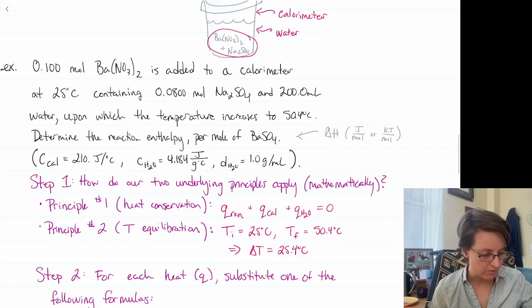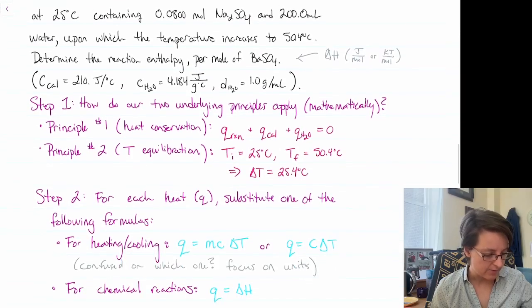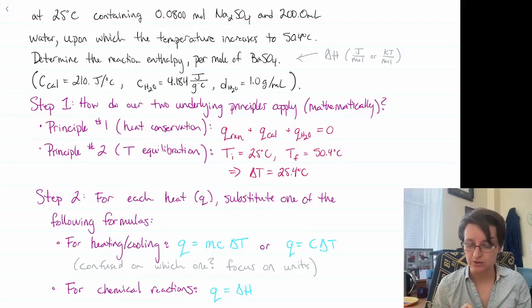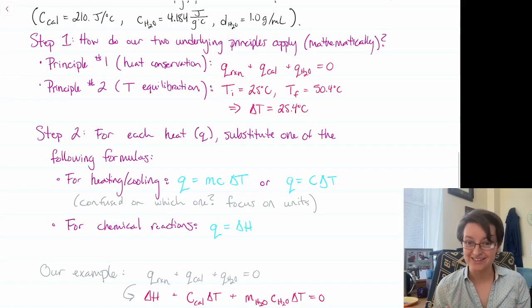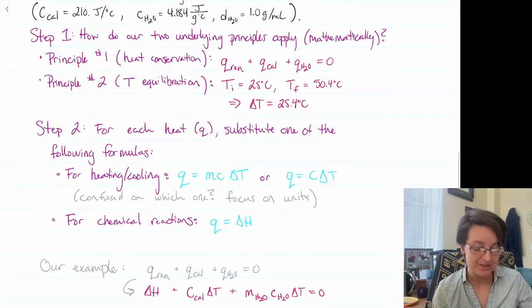Okay, so now that we've thought through the principles, now we can think about what we should substitute in for each of our three Q terms that we have. I would say for the first one, this is obviously a chemical reaction. And so where I see that Q reaction, I'm going to substitute in delta H. For the next term, I've got my calorimeter. It's not undergoing a chemical change, it's just heating up along with the rest of the water. And so the reason why I'm plugging in capital C delta T rather than MC delta T is simply because of the units that I was given.